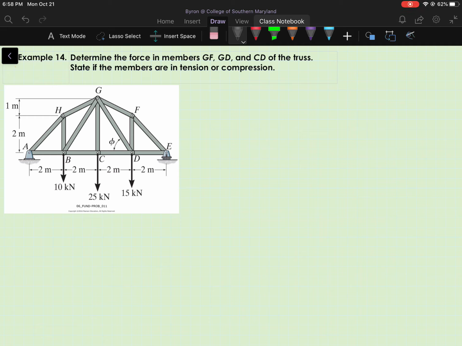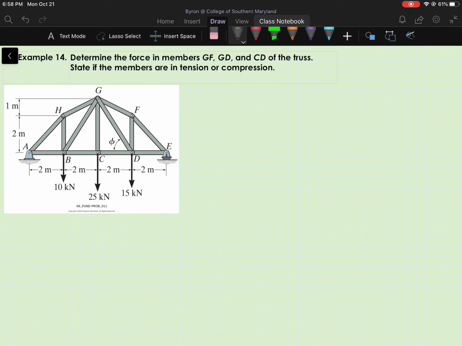In this simple truss problem, we're asked to determine the force in members GF, GD, and CD of the truss, and to state if those members are in tension or compression. So when we have a truss problem and we're asked to find the force in specific members, that's a pretty good sign that we're going to want to use the method of sections.